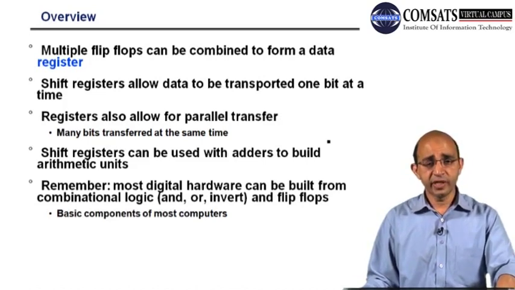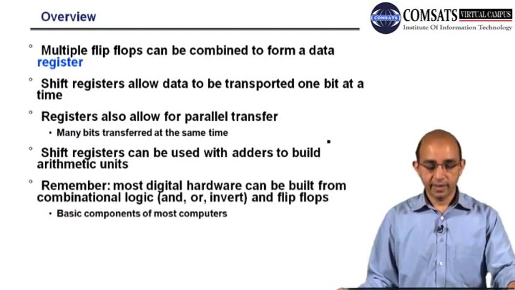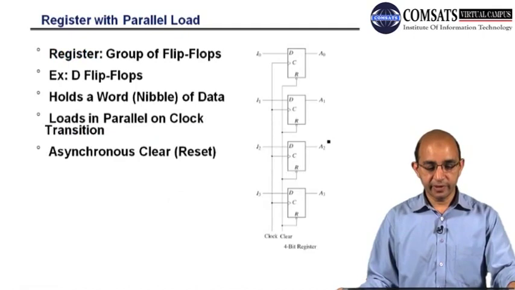Obviously what we need is sequential logic for the storage. On the other hand, we need combinational logic in order to have control. For example, if we want a parallel transfer of data we need one control, and if we have serial data transfer we need some other combinational logic. So these are the points which we will be discussing.